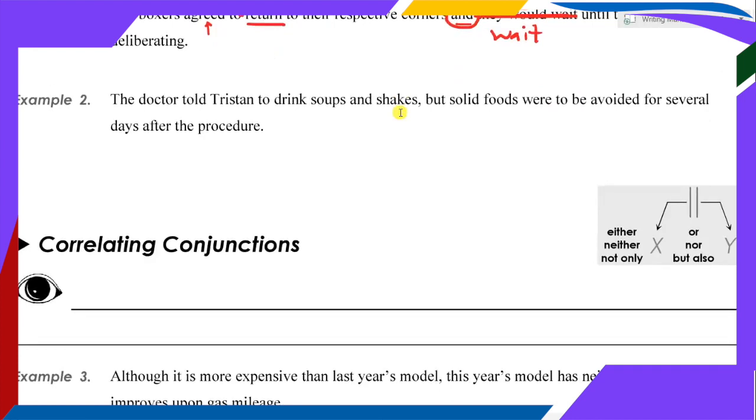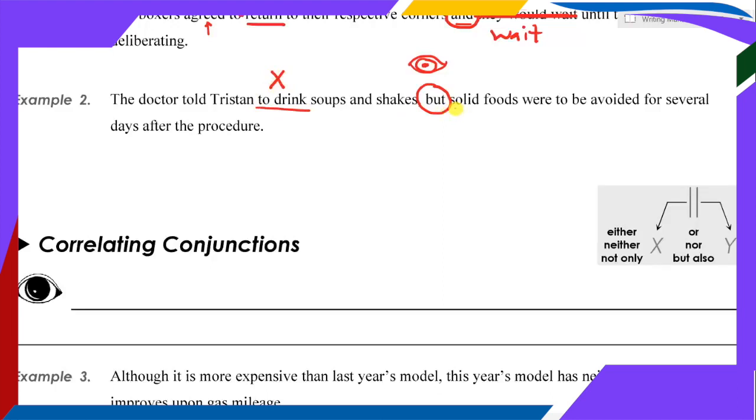Example 2, the doctor told Tristan to drink soups and shakes, but solid foods were to be avoided for several days after the procedure. So we have this but here. That would be our tip-off clue indicating we need to make sure that things are parallelized. So what is paired by the but? Well, it's the things that the doctor told Tristan to do. The doctor told Tristan to drink. Okay, so there's our first item that is paired by the but.